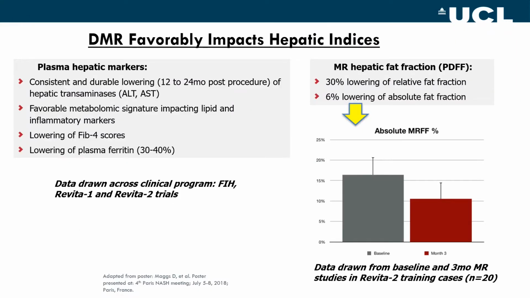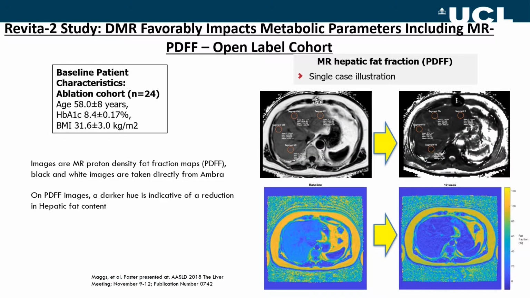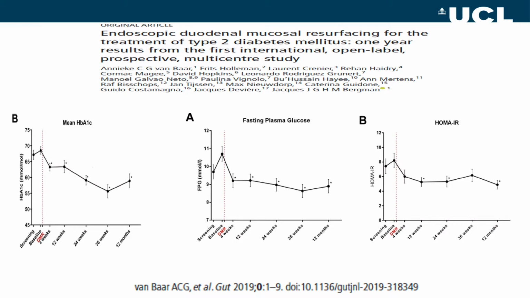markers here. And then we went on to look at imaging using fibroscans, but also using MR hepatic fractions. We could show that there was a 30% lowering of relative fat fractions after a single mucosal resurfacing at 3 months. This was the second study, the REVITA-2 study again, and showed that DMR favorably impacted on not just metabolic parameters, but also MR signals, showing here on this image, you can see the reduction from baseline at 12 weeks in the MR representation of fatty liver.